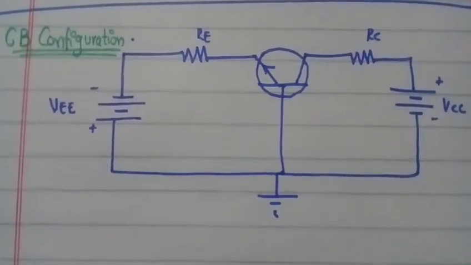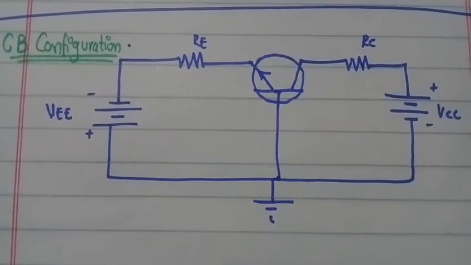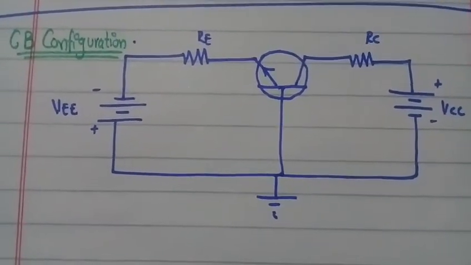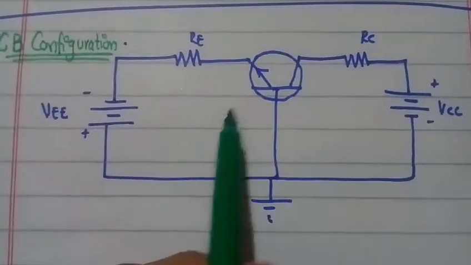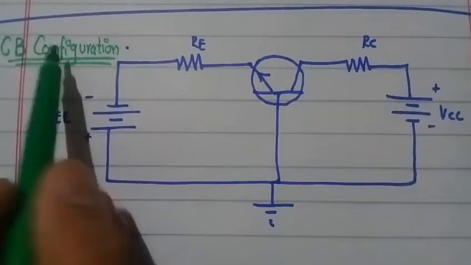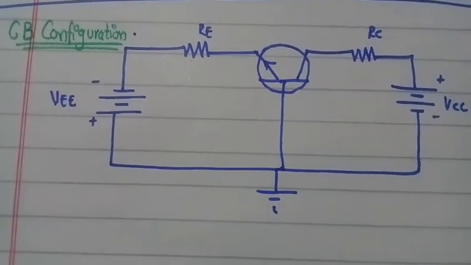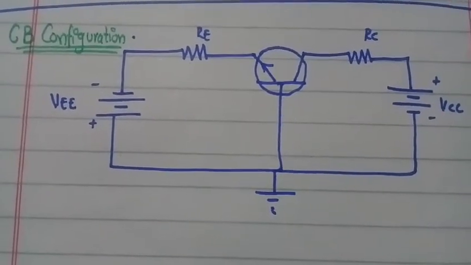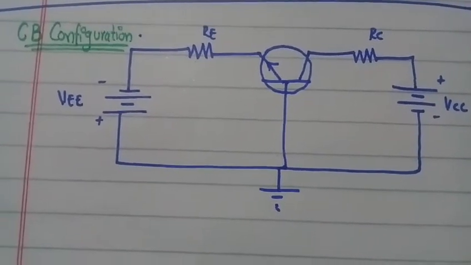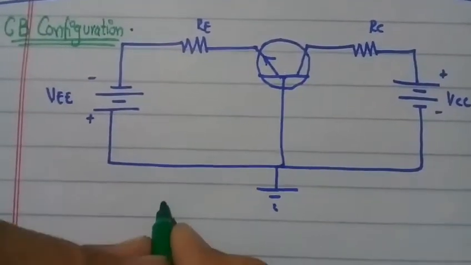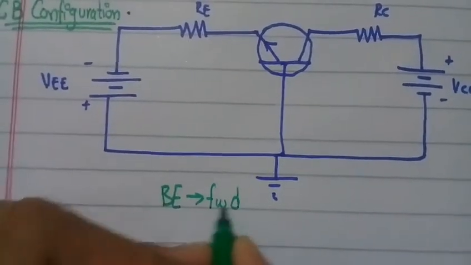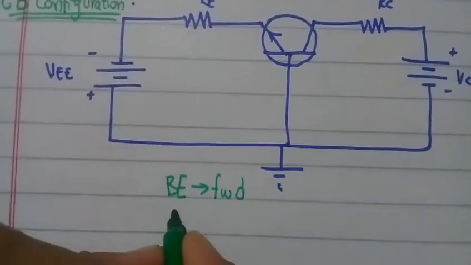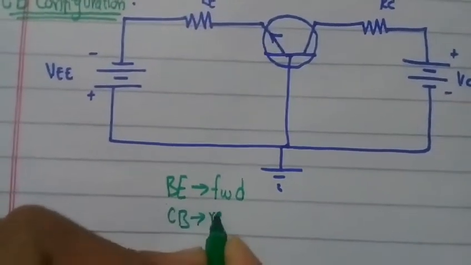Guys, first of all we see the circuit of common base configuration. In this circuit you will see that the base terminal of the transistor is grounded, therefore it will be a common base configuration. To analyze any circuit you first have to see whether the transistor works or not. A transistor works if its base emitter junction is forward biased, as we already saw that base emitter junction must be forward biased and collector base junction must be reverse biased.